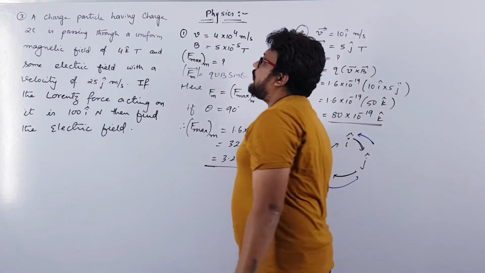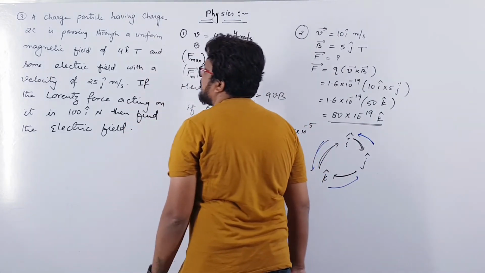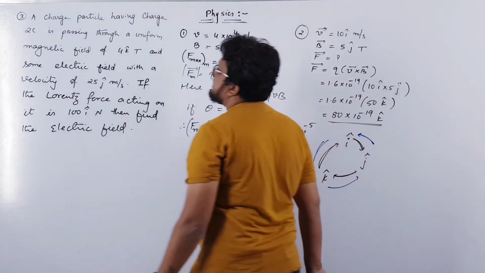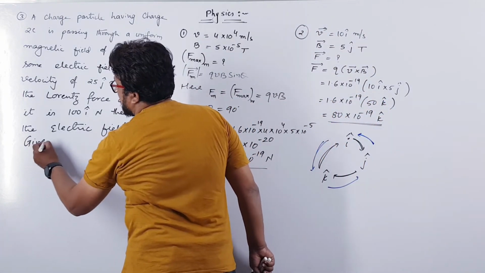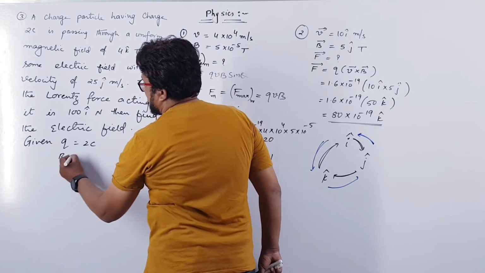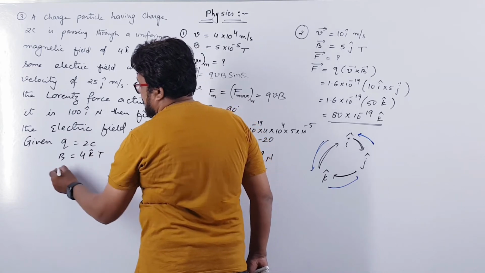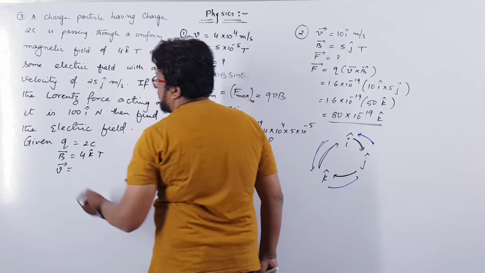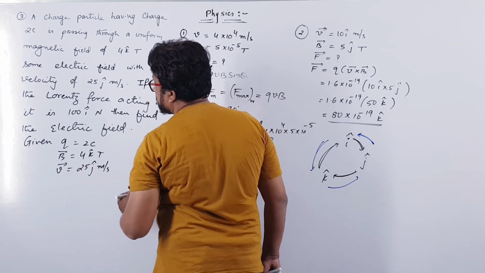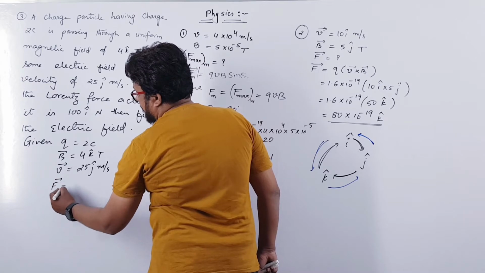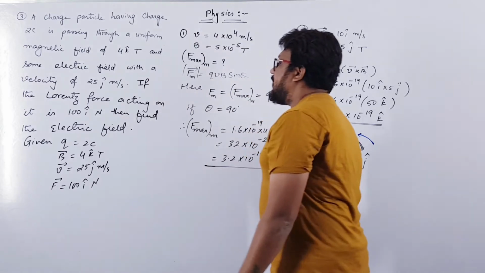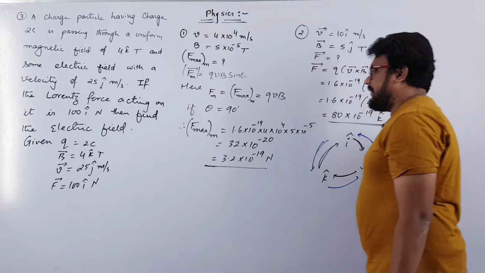Right? So obviously you can see that this is a most important MCQ for a good set, right? So here, what is given? Q is given as 2 coulomb. Magnetic field B is given as 4 K cap Tesla. Velocity is given as 25 J cap meter per second. And Lorentz force is given as 100 I cap Newton. We have to find the electric field.